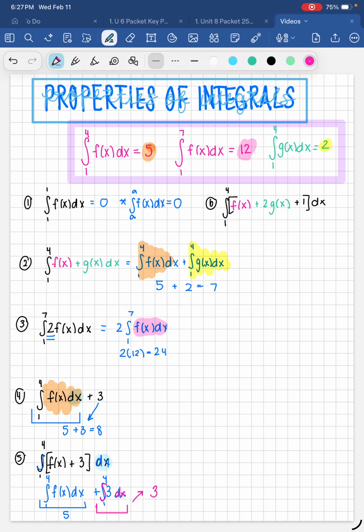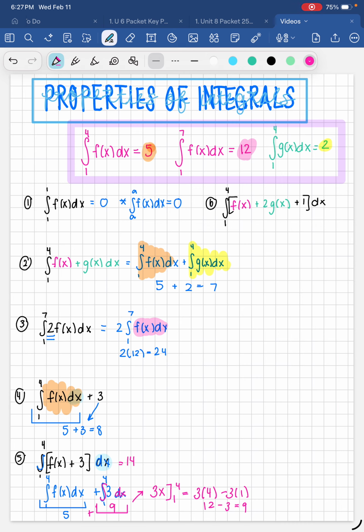The integral of 3 is 3x from 1 to 4. We always plug the upper bound in first. So we're going to have 3 times 4, then the lower bound, 3 times 1. 12 minus 3 is 9. So now this pink bracket is going to be 9. 5 plus 9 is 14.